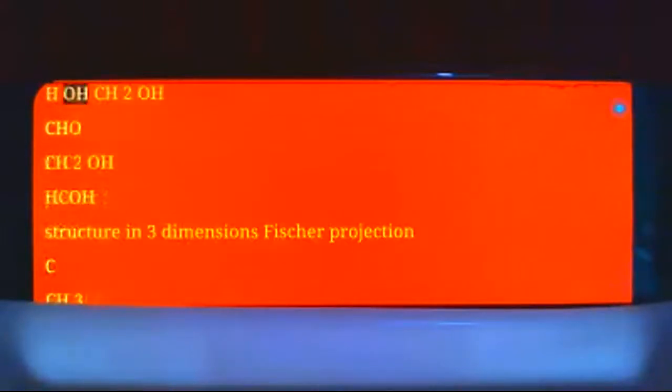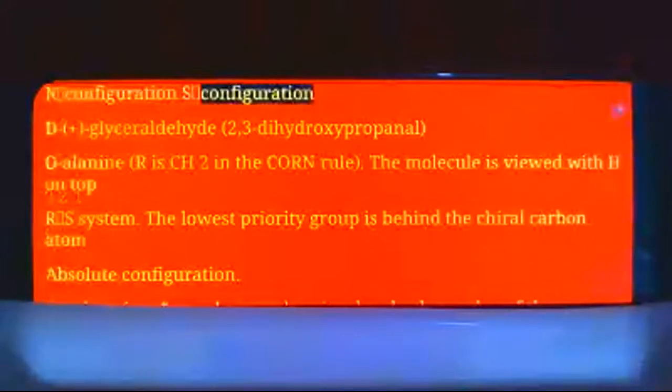Planar formula, CHO, HO, CH2OH. Structure in three dimensions, Fischer projection. CH3, NH2, COOH, H. R configuration, S configuration.